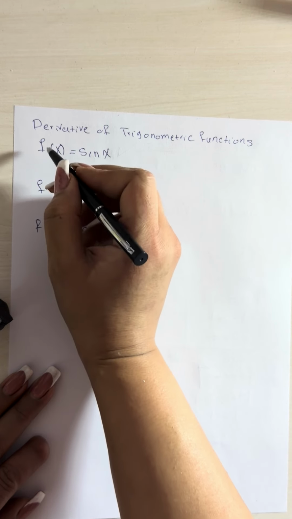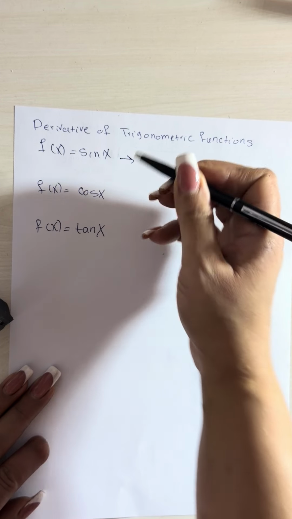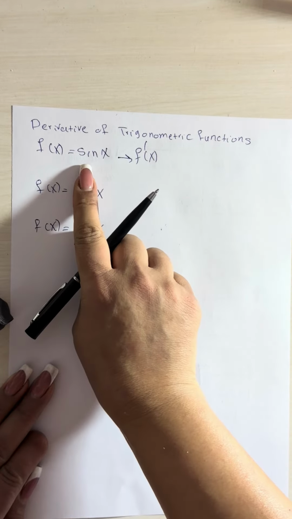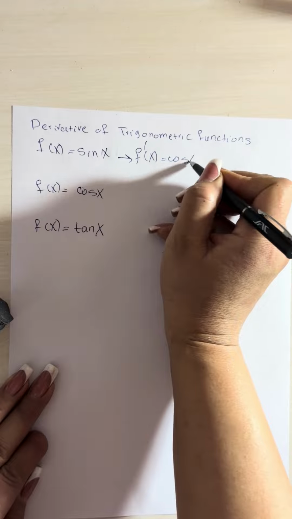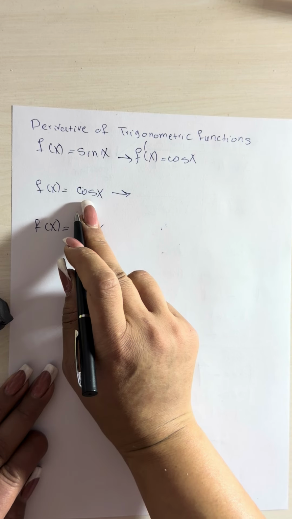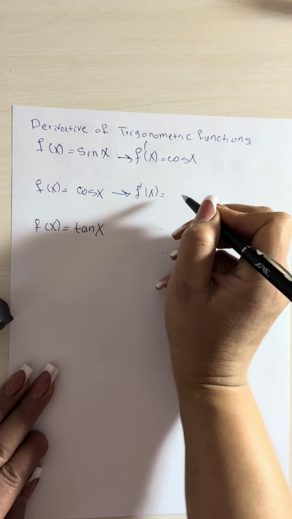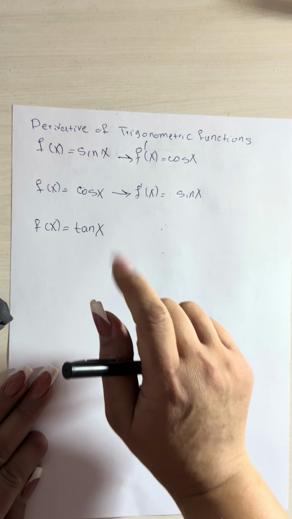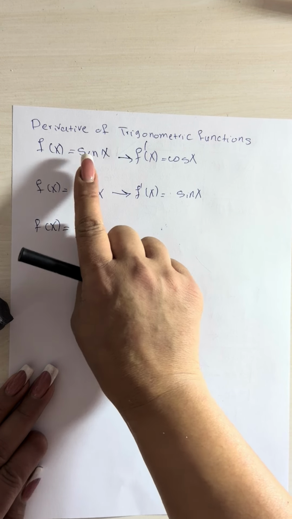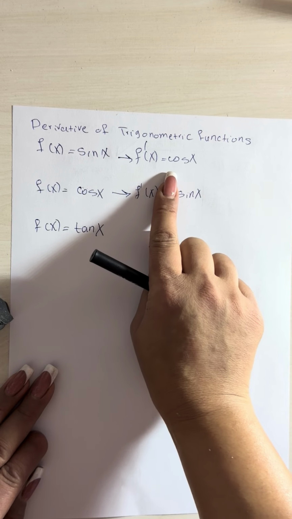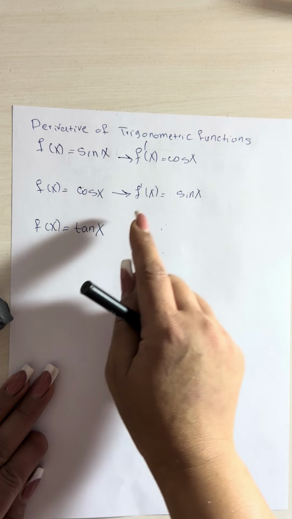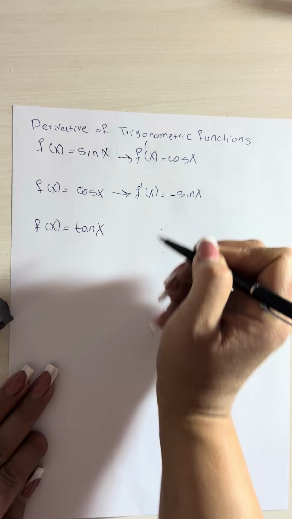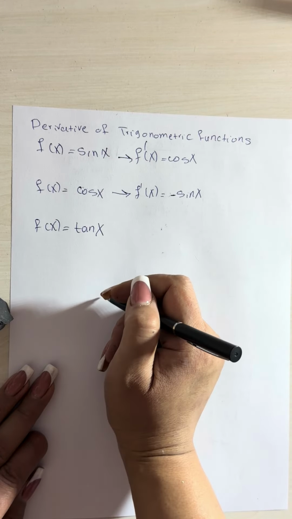Okay, now the derivative of sine is all the time cosine. So sine will become cosine. And the derivative of cosine is sine. Look, sine will become cosine, and cosine will become sine with one difference. Sine directly changes to cosine without changing any signs, positive or negative.